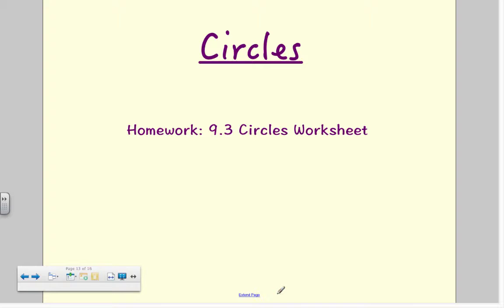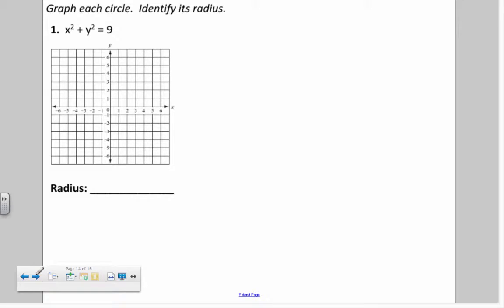Today we're going to be talking about circles. This is from your homework 9.3, the circles worksheet. Starting with number 1. Number 1 says graph each circle and identify its radius. So we're given a formula here for a circle, x squared plus y squared equals 9. We have to kind of recognize the parts of that.